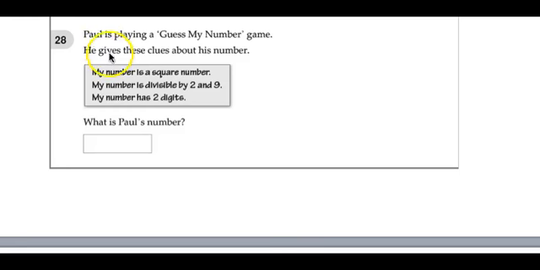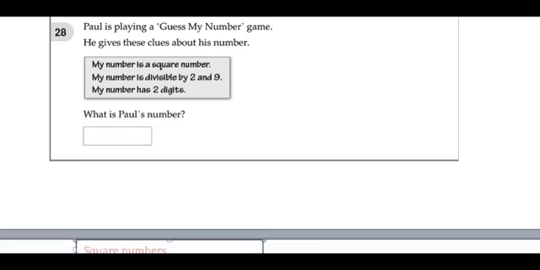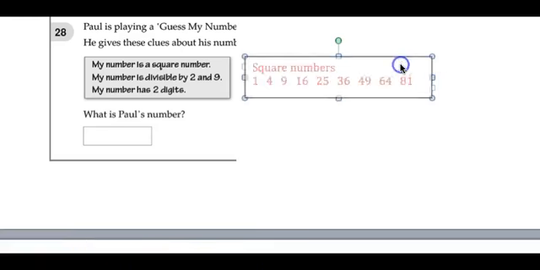Okay, so that is the sale price of the shirt, $22.05. Paul is playing a guess my number game, and he gives clues about his number. Now his number is a square number, and so let's just first look at the square numbers.